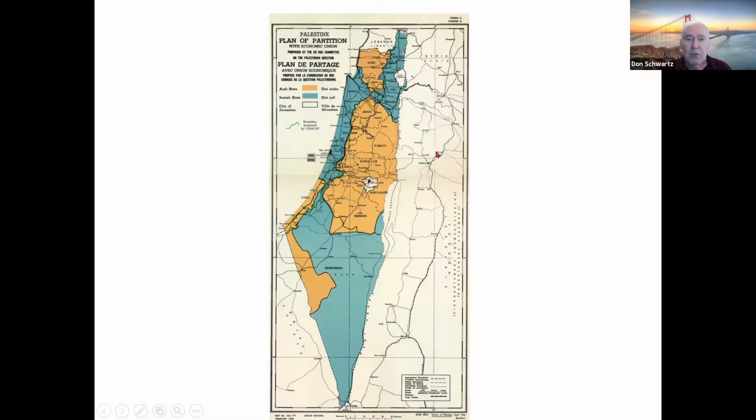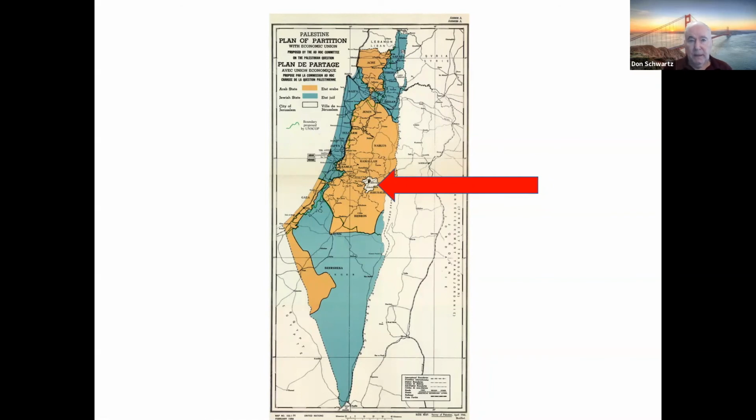And Jerusalem, which was to be under international control, was situated deep within the proposed Arab state. And so in order for Jews to visit the Western Wall or other holy sites, they would have to pass through hostile territory in order to visit those sites.